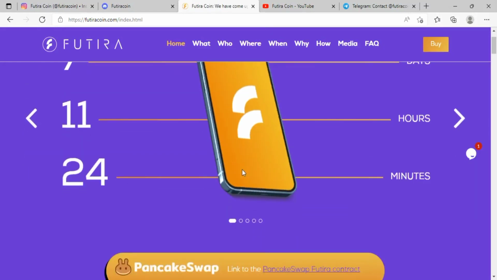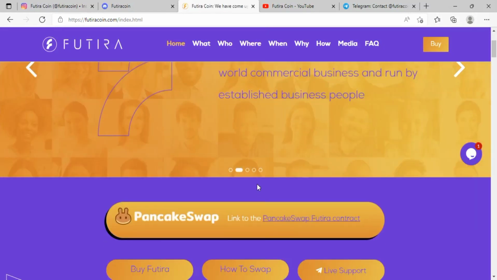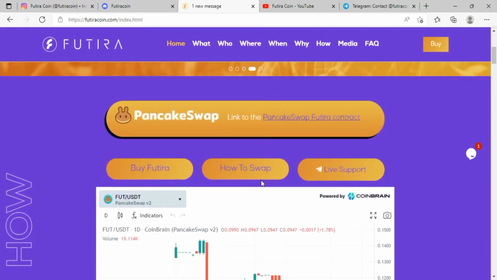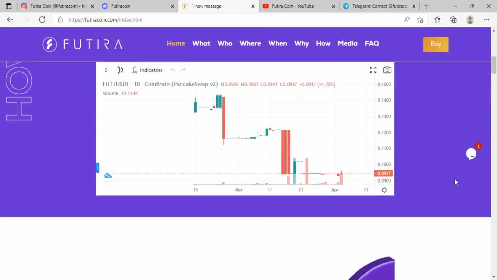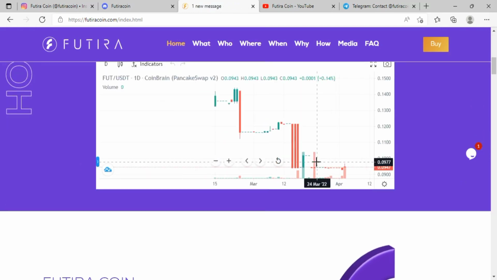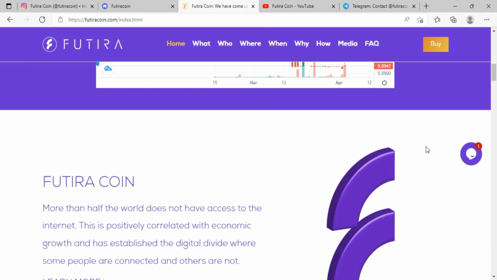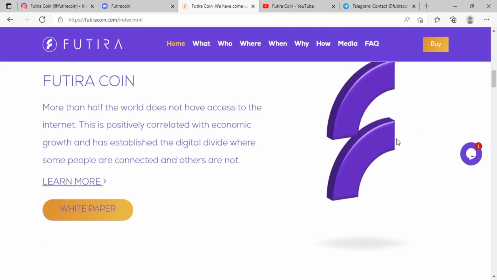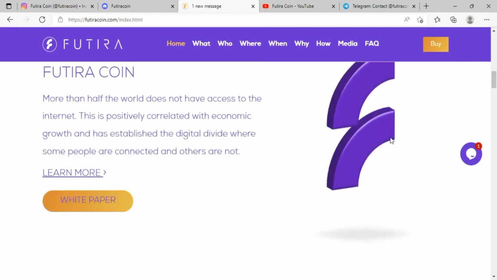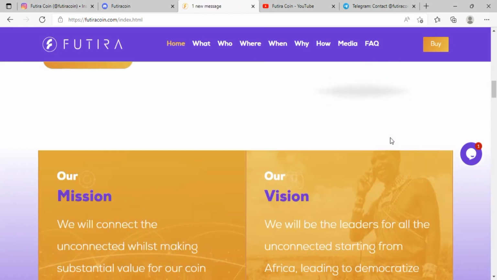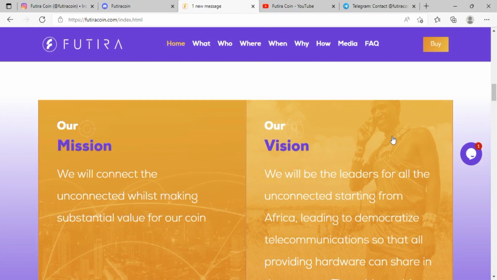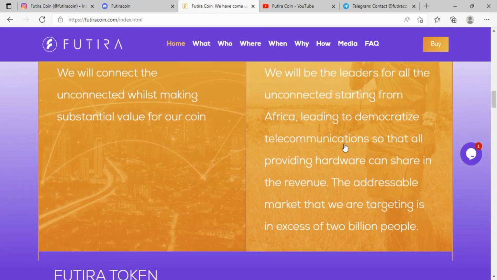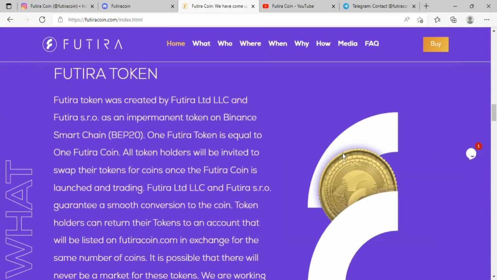Do you know the general view of Futira coin? The only way to pay for network services will be with Futira coin. This will ensure demand, and as the market matures, the coins will be able to be used for cash transfers and payments. They are quite enthusiastic about the demand for the Futira coin, given that the pool of potential mobile network users surpasses 2 billion people.